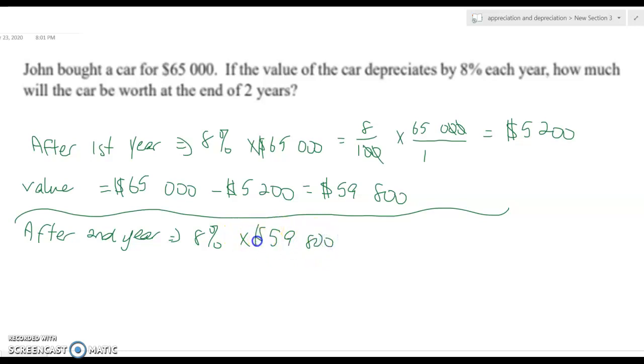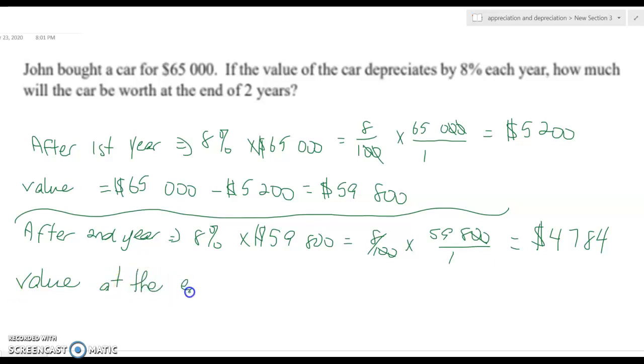$59,800, and that will be 8 over 100 times 59,800 all over 1. Cancel your zeros, right? So now in this case, we are going to get 8 times $598, and it's going to depreciate by $4,784.